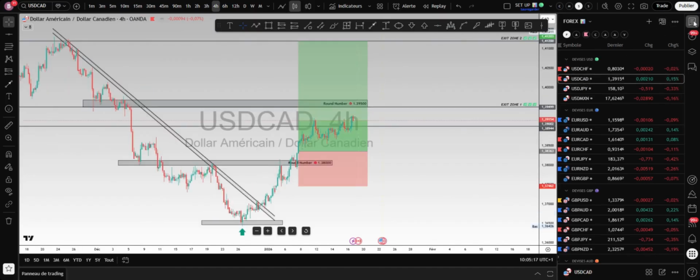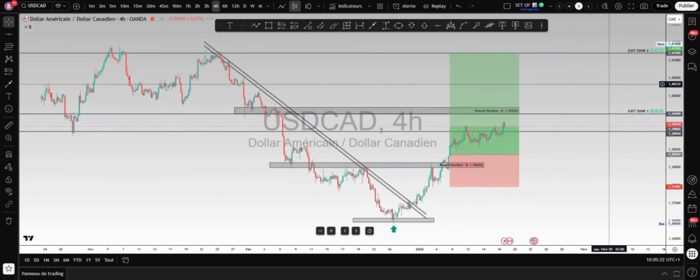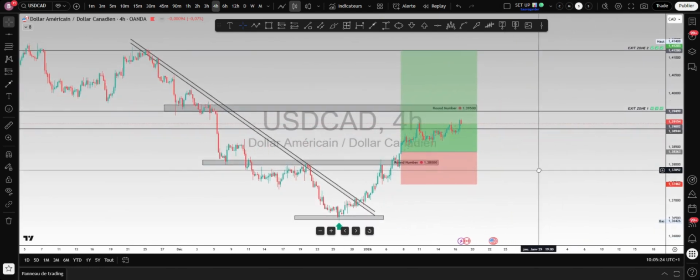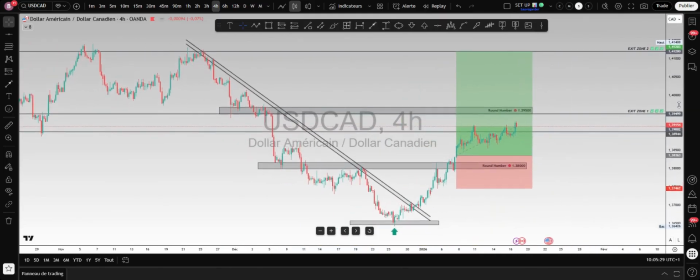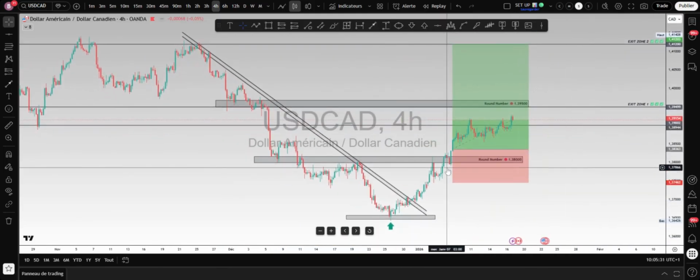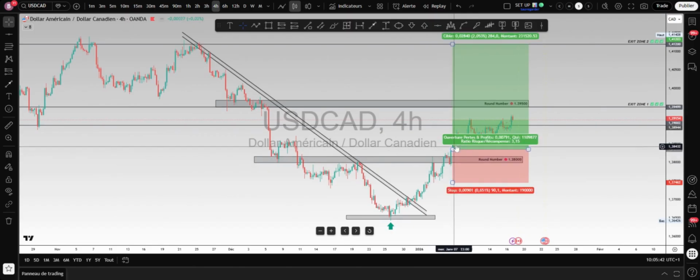Next, let's move on to USD CAD. So the dollar against the Canadian dollar. So we're still on a 4-hour chart. Here we can clearly see that the market has indeed followed the scenario. Here it came to test the round numbers as resistance. Here it came, broke through and did a pullback, bullish impulse.